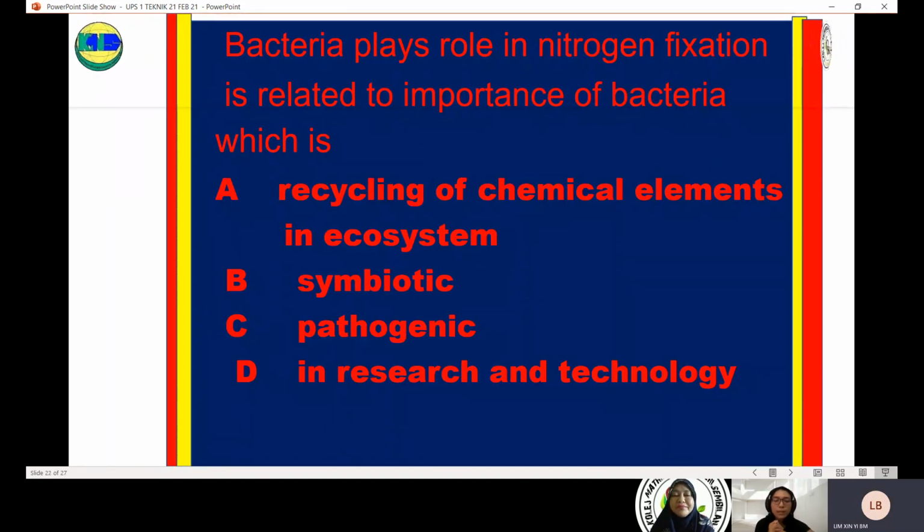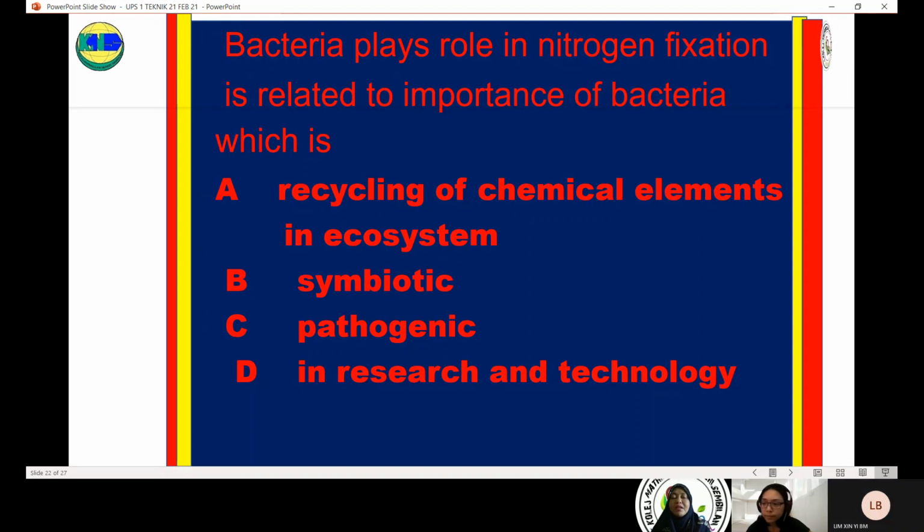Question 4. Bacteria plays the role in nitrogen fixation, related to the importance of bacteria, which is... This is actually referring to the learning outcome 1.1B, the importance of bacteria. And this one can also integrate with chapter 2, under the nitrogen cycle as well, right?